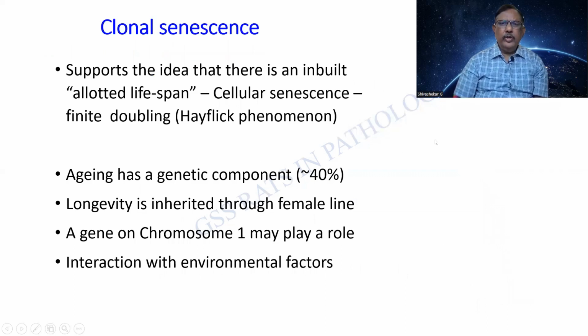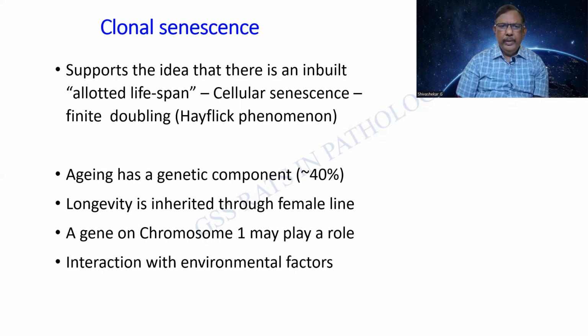For example, this is the clonal senescence. It supports the idea that there is an inbuilt allotted lifespan. We say the RBCs are for 120 days. Like that, every cell or tissue has got a lifespan. This is called cellular senescence with a finite doubling. Finite means definite.